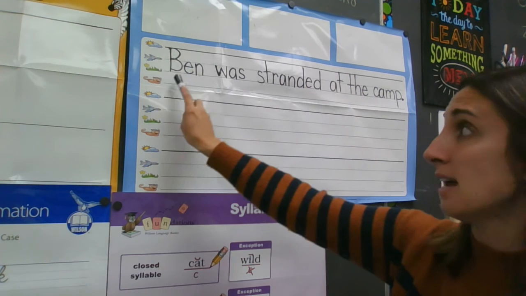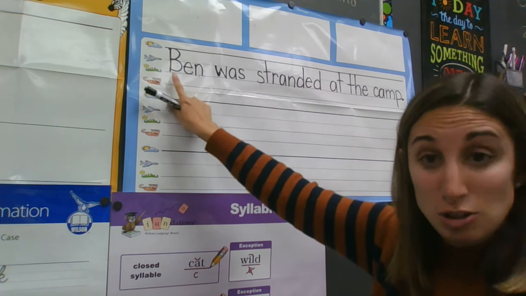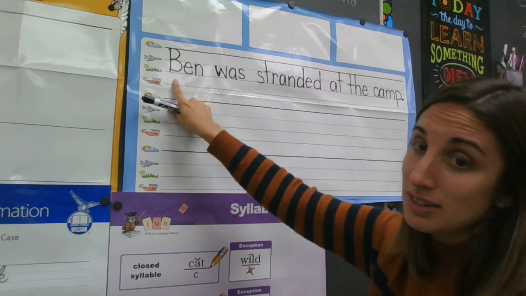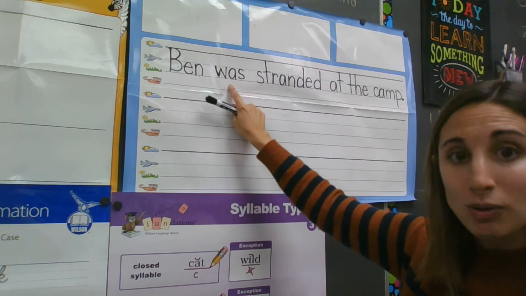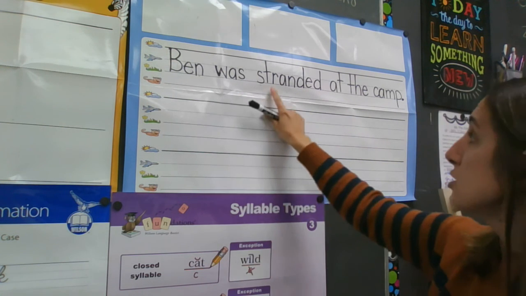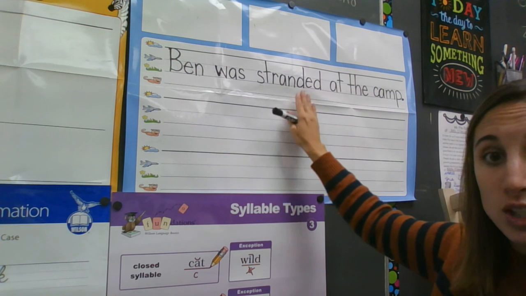Okay, check your sentence. How'd you do? At the beginning, did you start with a capital? It's the beginning of a sentence and it's somebody's name. How'd you do with Ben? Okay, try this trick word, was. Okay, this word you should have been able to stretch out.